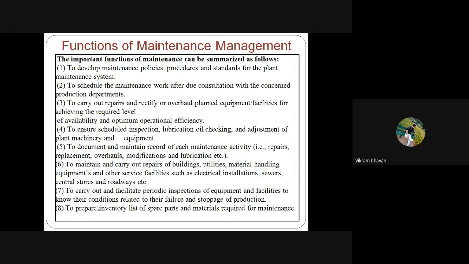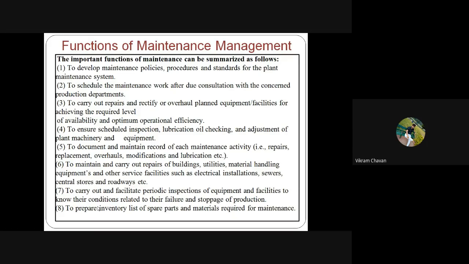Then, to document and maintain a record of each maintenance activity. For that purpose, in some industries this task is provided to a special person, to maintain the record of all the maintenance activities, like repair, replacement, overhauls, modifications, and lubrications. And the daily checks are there. A checklist is there: a daily checklist, monthly checklist, weekly checklist. According to that checklist, the repair, replacement, overhauls, and modification is done on that particular machine.